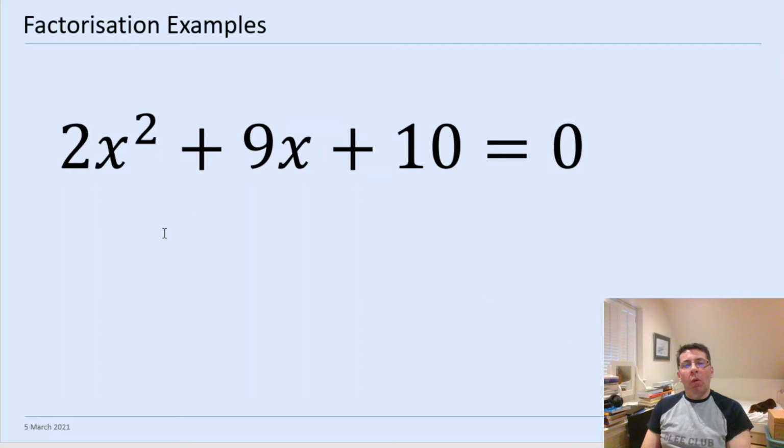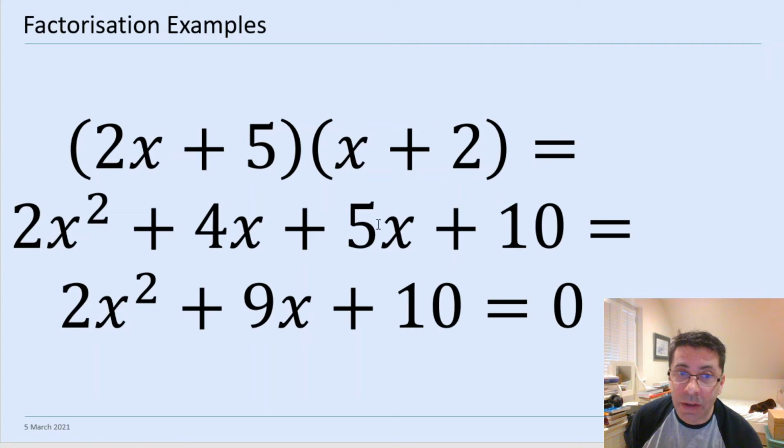Okay, here's another one. Now, what we've got here is a number on the front and a number of x squareds. So the number of x squareds is not 1. So this changes things a bit. So now we still need two numbers that multiply to make 10, but when the number on the front is not 1, then the calculation works slightly differently. It works like this. So the factorization is 2x plus 5 times x plus 2.